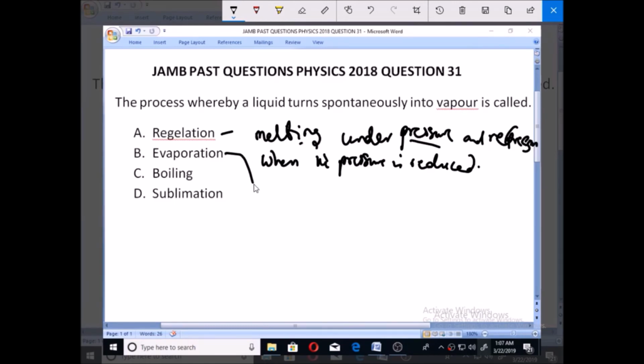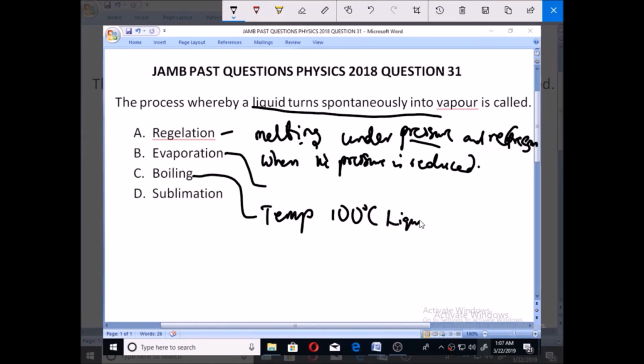Then evaporation is the spontaneous turning of liquid into vapor, which is this definition. That's the definition of evaporation. Whereas boiling happens at a particular temperature. For water it is 100 degrees Celsius, and in boiling, liquid also turns into vapor, but at a particular temperature, unlike in evaporation, whereby we have the spontaneous turning of liquid into vapor.